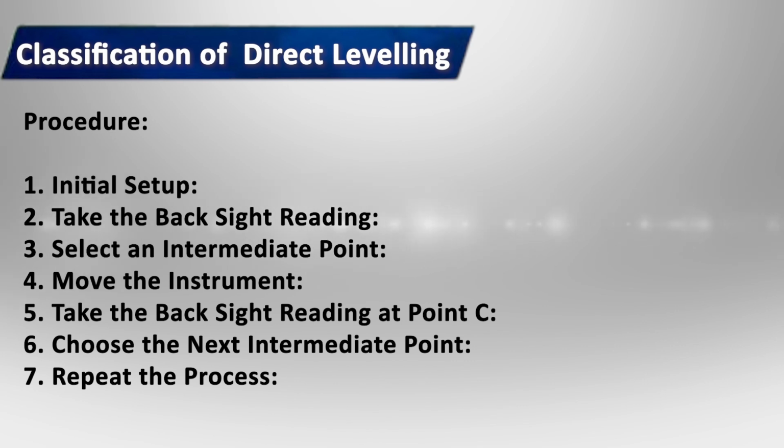In the next step, we will choose the next intermediate point. We will select another intermediate point D at a similar distance from the new position O2 and take a foresight reading from the staff at D. In the last step, we will repeat the process. We will continue this process, moving the level, taking backside and foresight readings at each successive point until we reach point B and take the final foresight reading there.